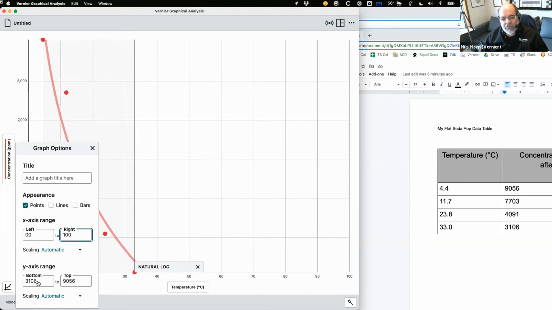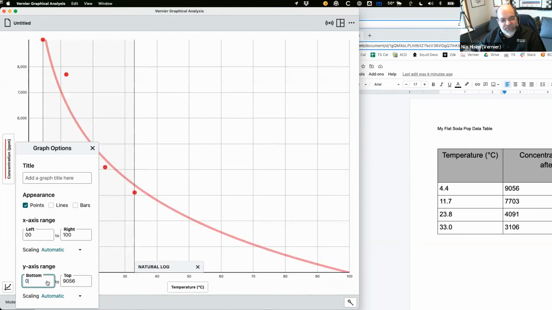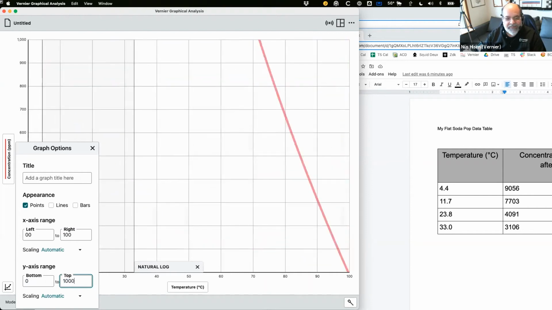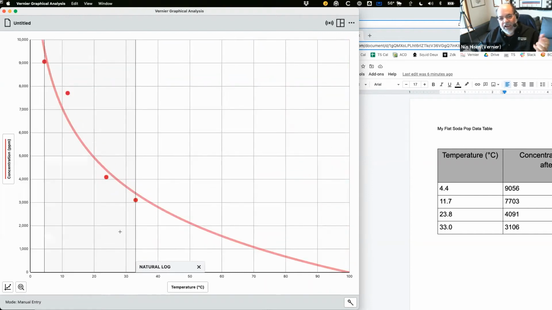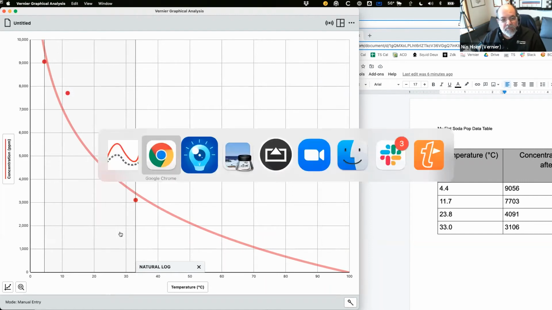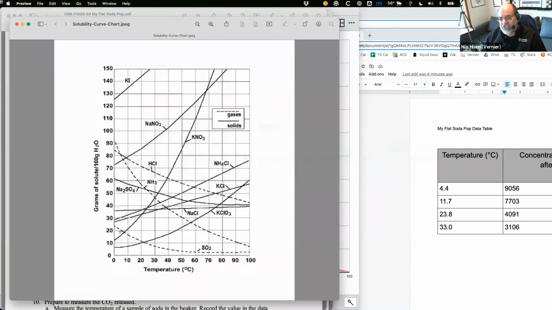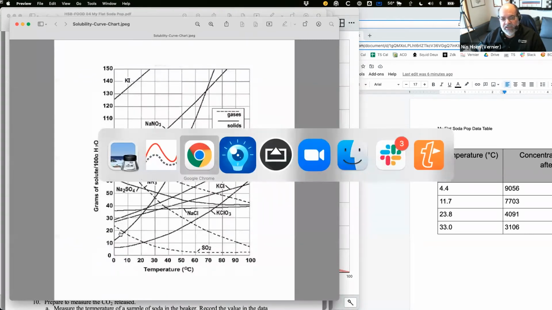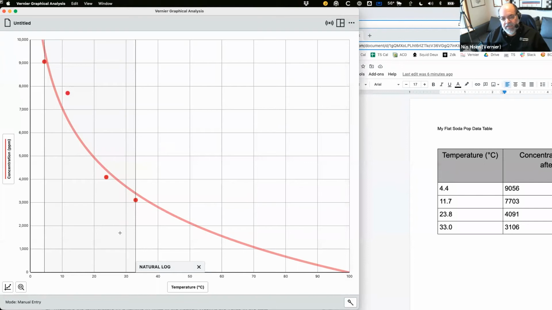And the same thing with scaling your axes from 3106 to 9052, that's silly. Let's go from 0 to 10,000. Okay, so that we have some kind of nice looking graph. And so you can see that this is now starting to look a little more like our archetypical solubility graph. And so, just by scaling it around a little bit, you can make it look like that.